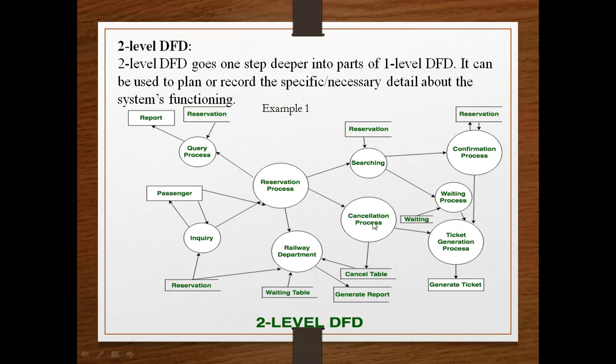In the cancellation process, again the ticket generation process is there and a ticket is generated, whether it is written as ticket or cancellation. There is again a query process where the reservation process queries for reports and reservation. So this is called second level DFD, where the waiting table is a database, the cancel table, generate report, and reservation are databases. So waiting is a database, reservation is a database. This is called databases.